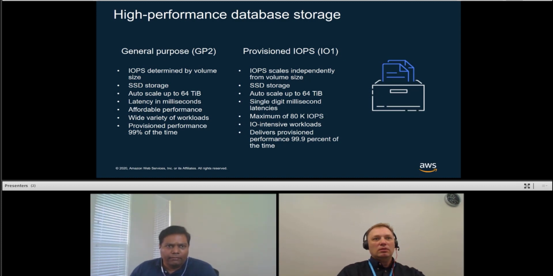So Eugene, a quick question for you. Sure. What is the difference between these two tiers, given that they're both SSD? Why do they have these different characteristics?